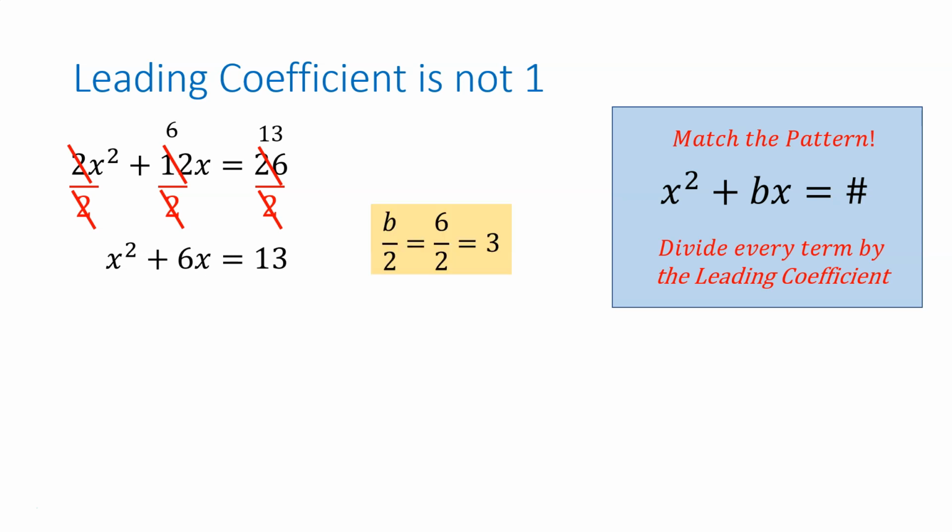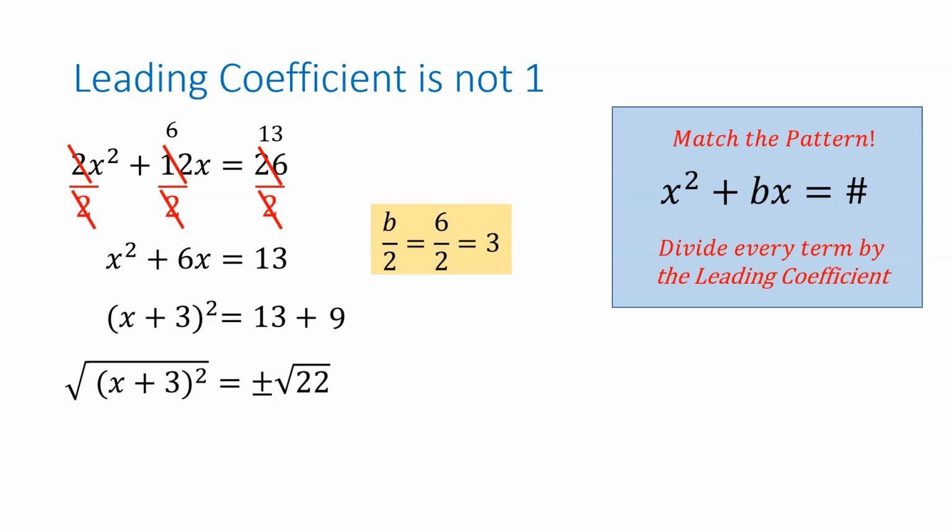We add 3 squared to both sides and write the left-hand side as a perfect square. When we do that, we get x plus 3 in parentheses squared equals 13 plus 3 squared. The terms on the right-hand side can be combined, and they become 22. We can take the square root of both sides, and we remember to include the plus or minus on the right-hand side. The square and the square root cancel on the left. We get x plus 3 equals plus or minus the square root of 22.